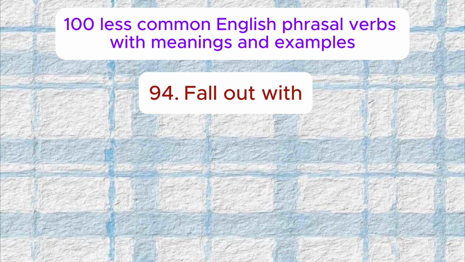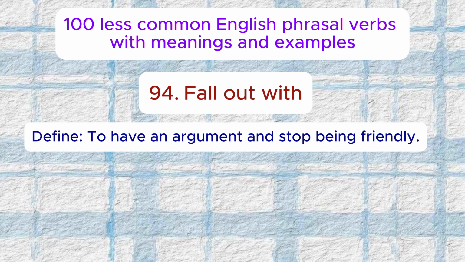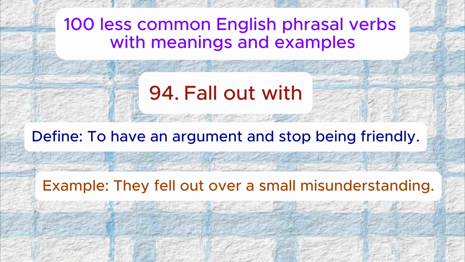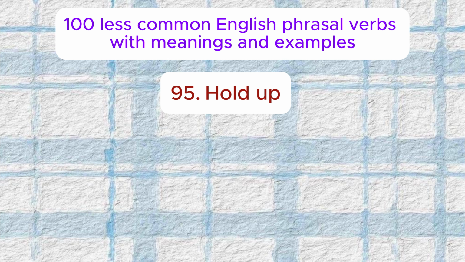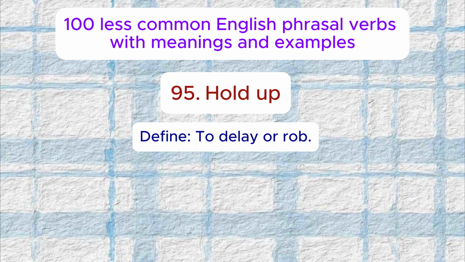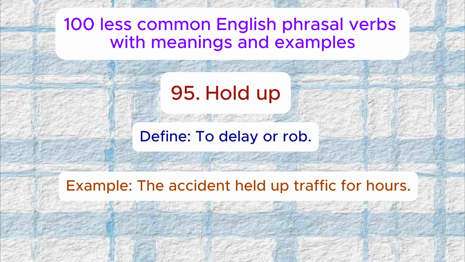94. Fall out with. Define, to have an argument and stop being friendly. Example, they fell out over a small misunderstanding. 95. Hold up. Define, to delay or rob. Example, the accident held up traffic for hours.